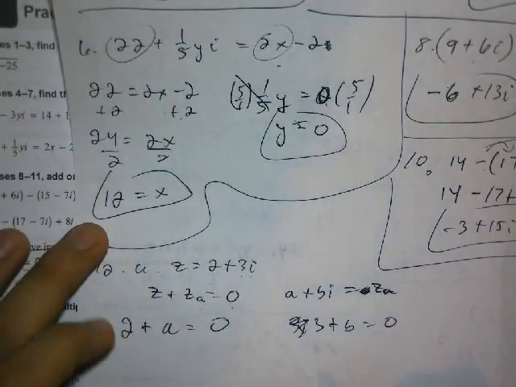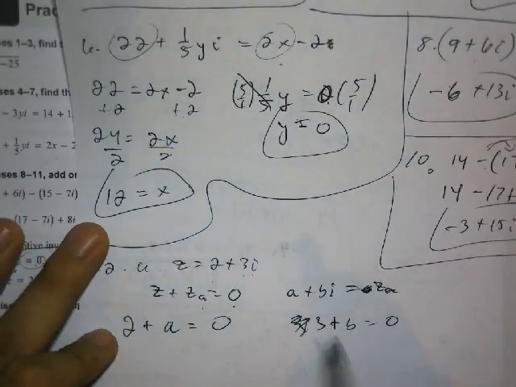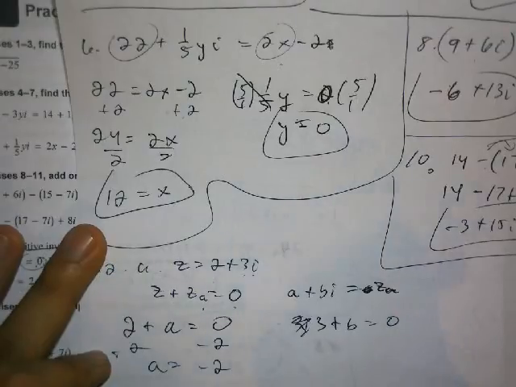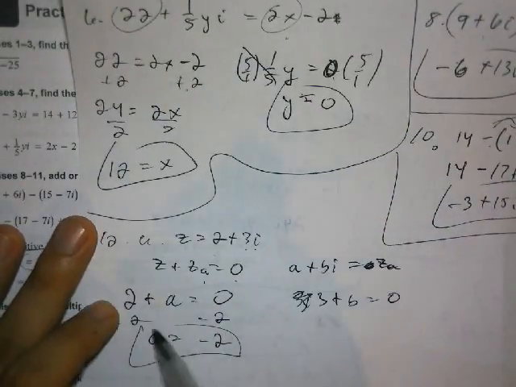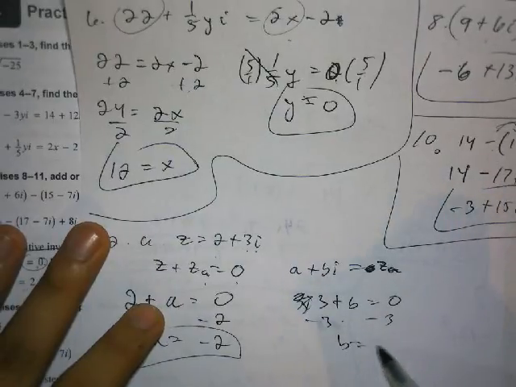So here all I'm doing is just solving for a, and then here is just the same thing, solving for b. So I'm going to subtract 2 from both sides, and I get a is equal to negative 2. And then here the same thing, subtract 3 on both sides, and I get b is equal to negative 3.